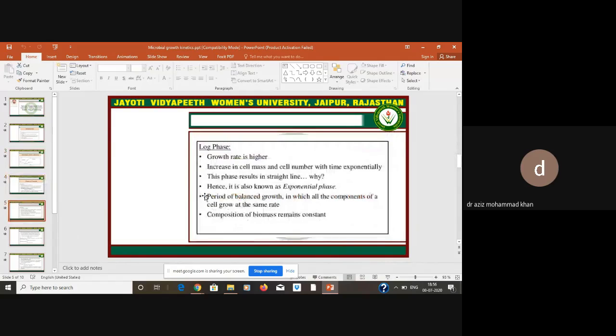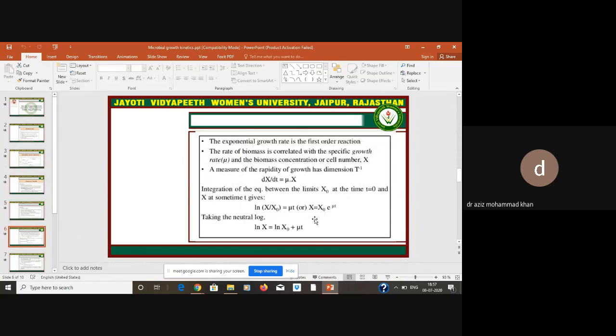In the log phase, a period of balanced growth is found and the composition of biomass remains constant, but the cells divide. It is very important: the measure of rapidity of growth has a dimension t inverse, and it is completely dependent on the microbial biomass and on the substrate concentration.